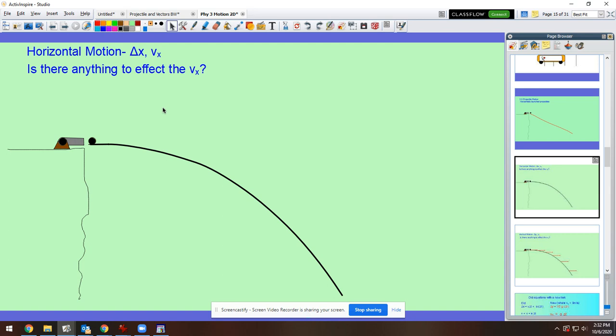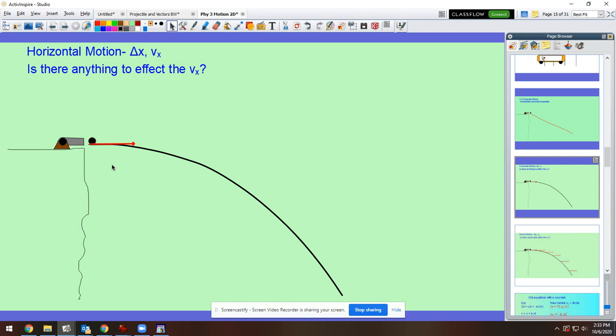So let's focus just on X motion for a minute. And let's imagine that our cannon has an initial velocity represented by this red arrow. Let's just say it's 100 meters per second for fun. So our cannon has an initial velocity of 100 meters per second.